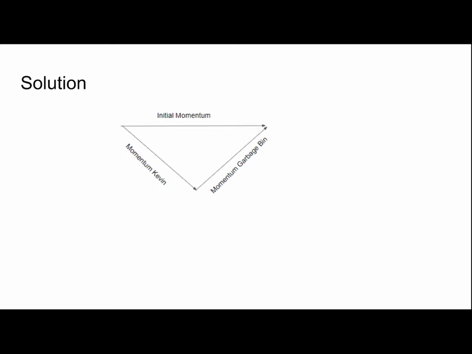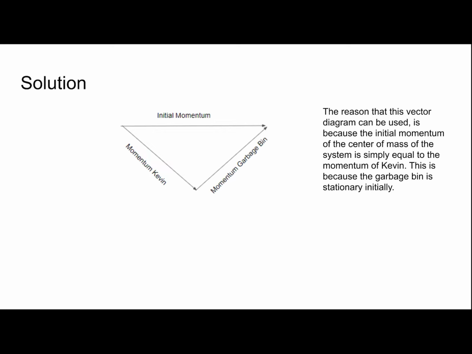This is because after the collision, both the garbage bin and Kevin have momentum, and in order to find the combined momentum, we need to use a vector addition. So by using the vector addition, we should see that the momentum of Kevin plus the momentum of the garbage bin is equal to the initial momentum, which was what Kevin was running at the start. So here, the reason that this vector diagram can be used is because the initial momentum of the center of mass of the system is simply equal to the momentum of Kevin. This is because the garbage bin is initially stationary.